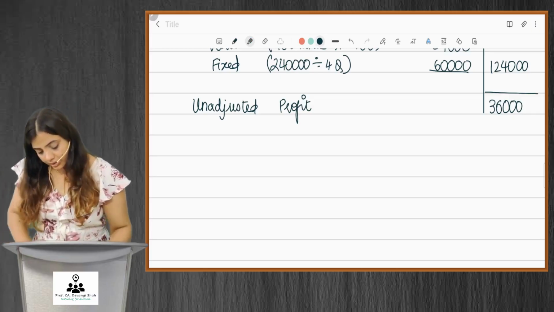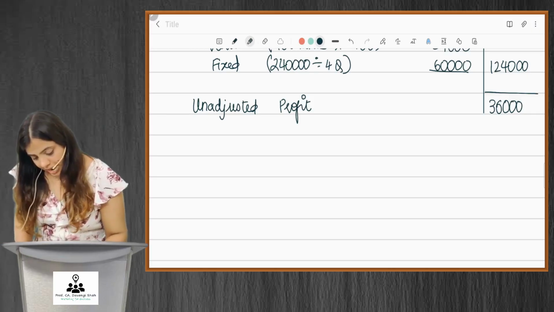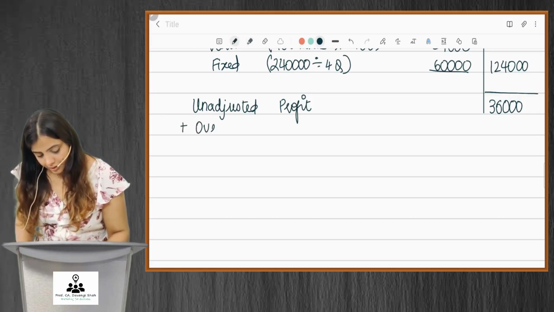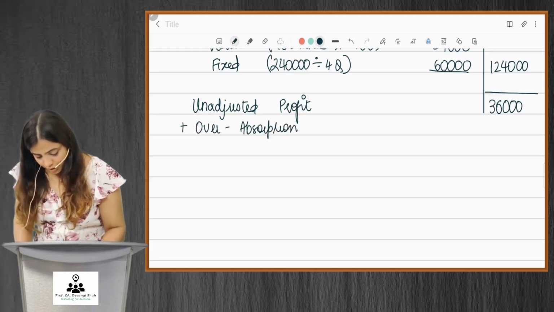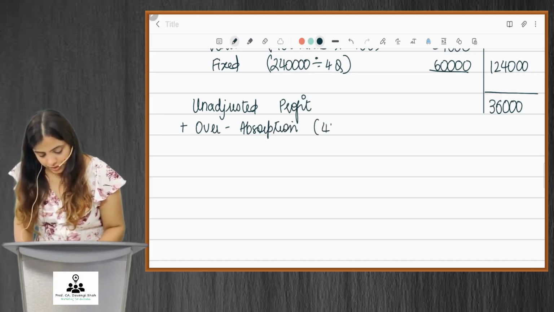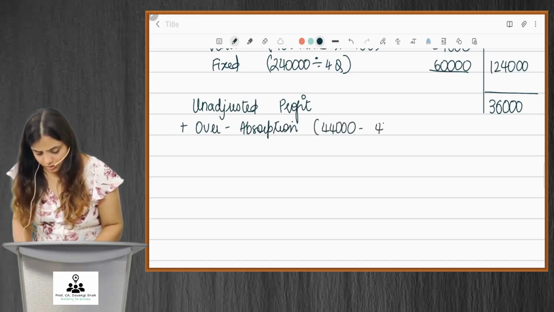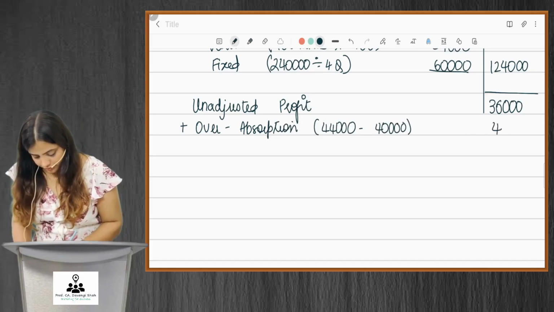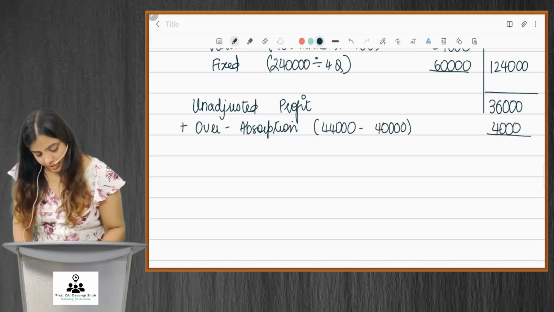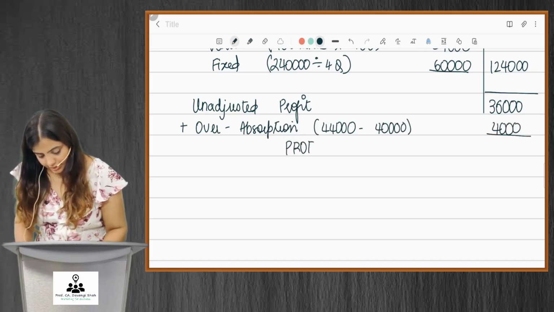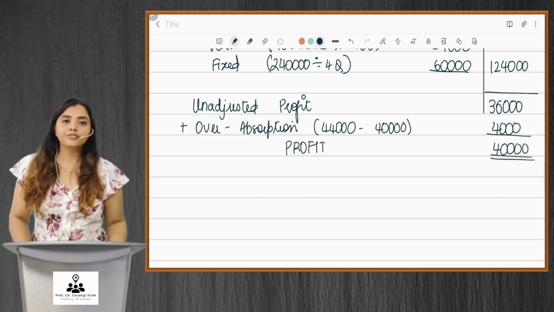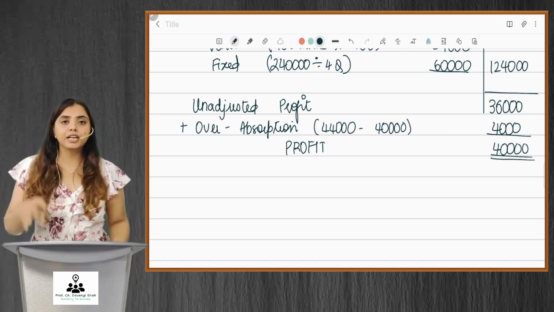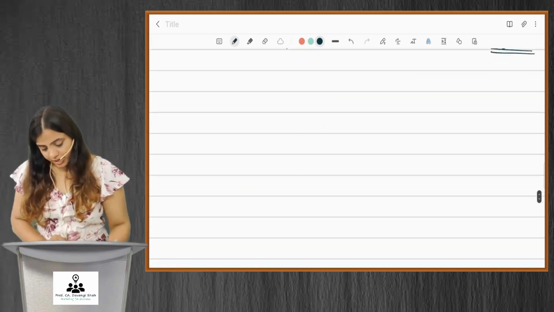So in order to get the correct profit, I'm going to add here over absorption, and that over absorption is 44,000 minus 40,000, 4,000. Correct, friends? And you get the final profit as 40,000. So friends, this is the profit as per absorption costing, 40,000. Let's make the reconciliation statement.